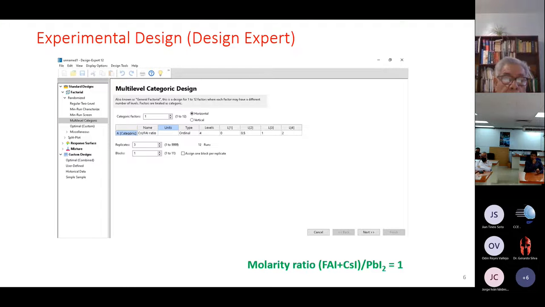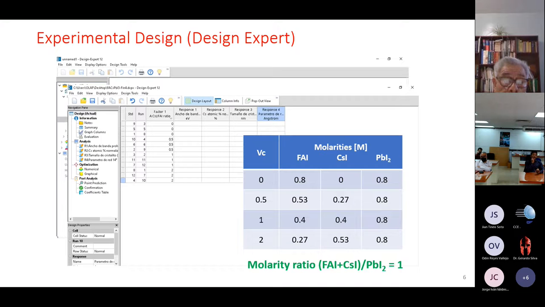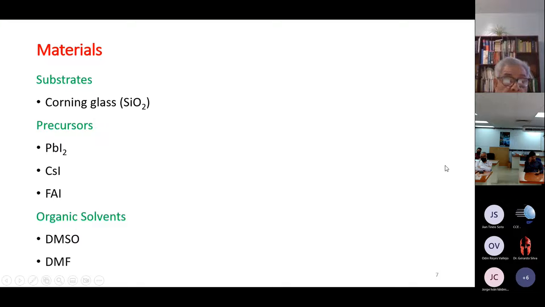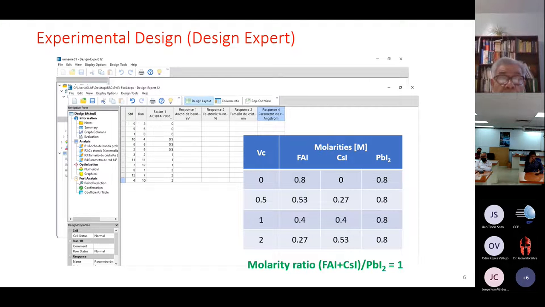So we use a commercial software called Design Expert, using the multi-level categoric design. And so we gave all the information that was needed in order to design the experiment. And as I said before, the control variable would be varied in four levels: 0, 0.5, 1, and 2. But we needed three replicates for each one. And so the total experiments would be 12. And from those results, we would say what was the average and the error that we have in our results, okay?